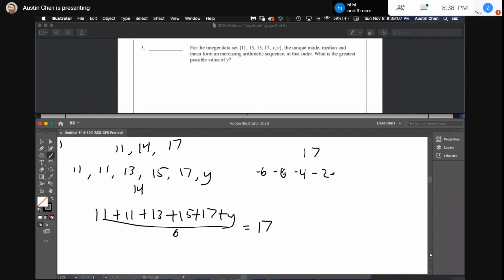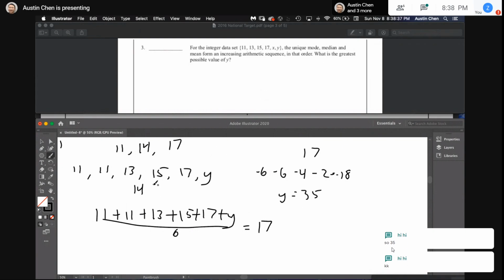If we look at all of that, the total is 18 below 17, which means for y to balance everything out with mean 17, y will have to be 18 greater than 17. So y will have to equal 35. And we assumed y was greater than 17 when we calculated our median, and that still works out. So this should be our answer.